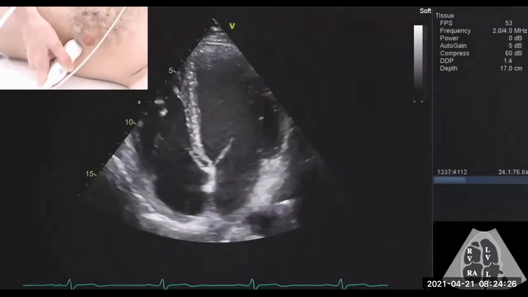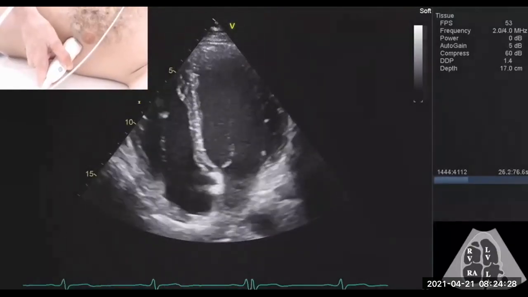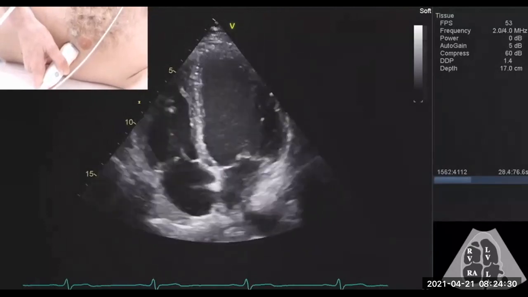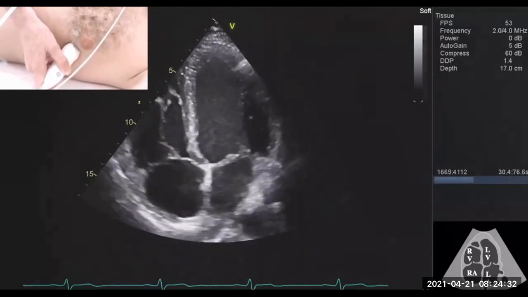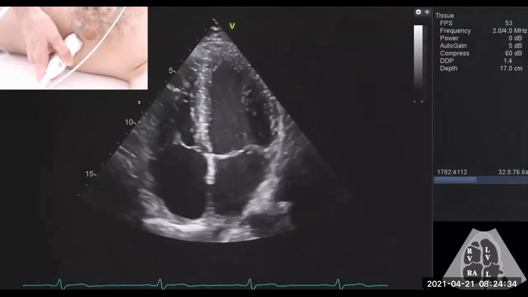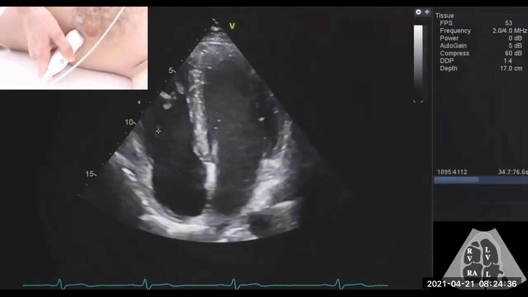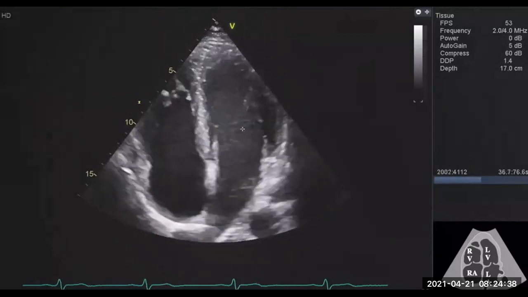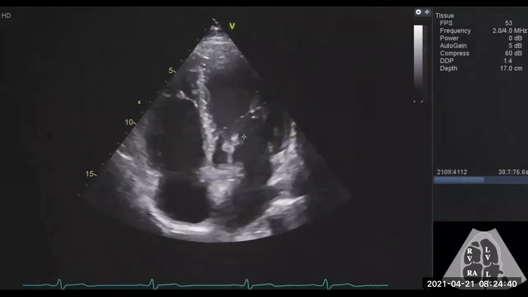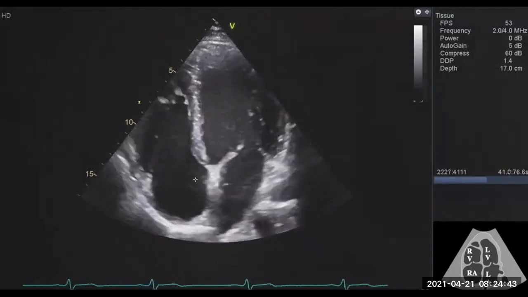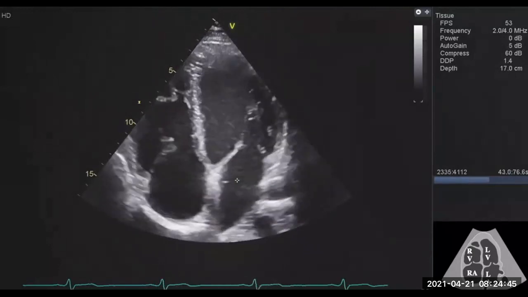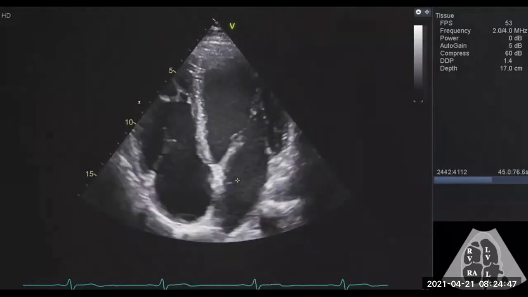So this is my apical 4-chamber view. It's a really nice view of seeing all the chambers laid out side by side, so you can see their relative sizes. So we can see that the right ventricle is about 2/3 of the size of the left ventricle. We can see that the atria are very similar sizes, and they're considerably smaller than the 2 ventricles.